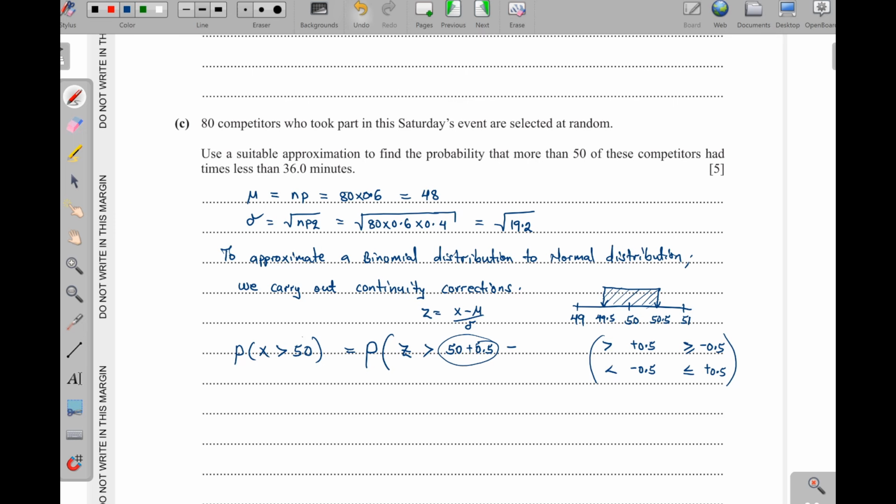If you don't carry out continuity corrections here, you are going to get it wrong. Carrying out continuity corrections is to get the bounds of that given number, either the upper bound or the lower bound. Okay? So that the number now becomes continuous. You remember what we call class boundaries when you are dealing with statistics. So here we use boundaries. Okay, then minus, our mean is 48. Then we divide by the square root of 19.2.